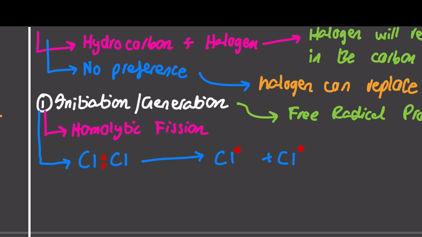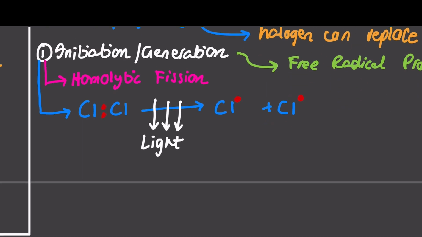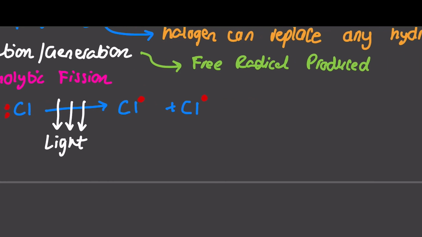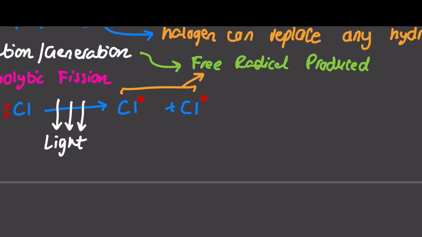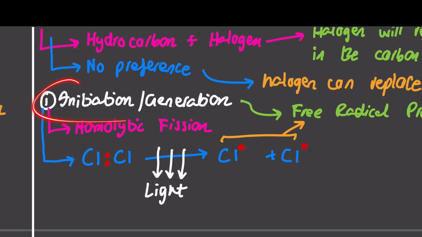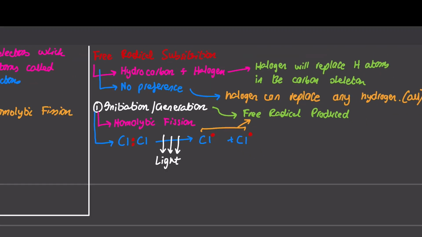They're incredibly negative. What I want you to know over here is that this process needs energy, and this energy is going to be light. That's it. So sunlight causes this process of homolytic fission and creates 2 beautiful looking but very bad free radicals. This is going to be the first step. The first step is now done: initiation, generation. We've created a free radical.